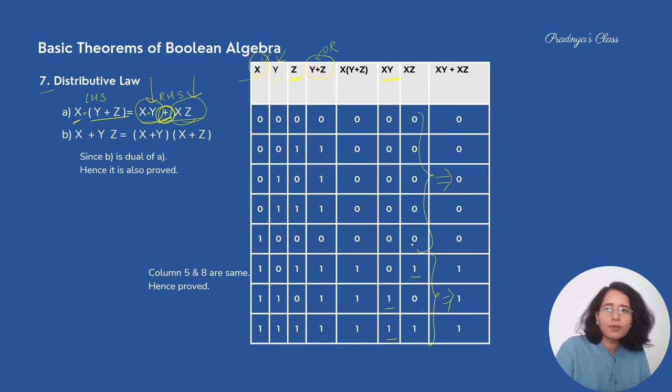Now we have to compare left hand side and the right hand side. Left hand side term we have calculated here in the fifth column, and right hand side term we have calculated in the eighth column. So if we compare, both the columns are same, so we can say that we have proved this, the B is the dual of A. So B is also proved.